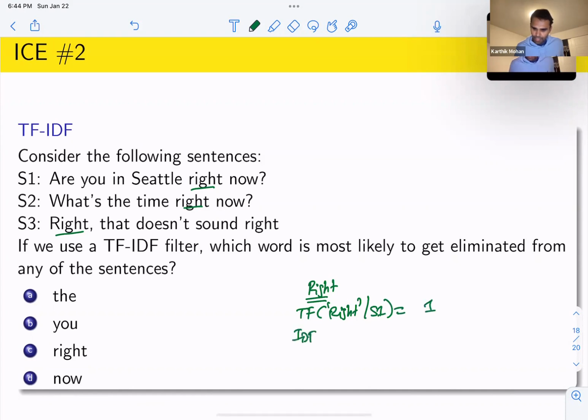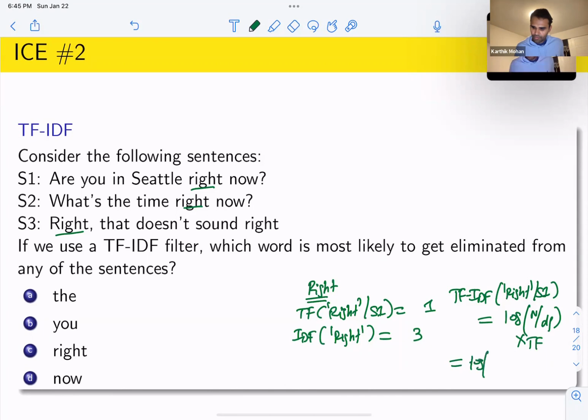The IDF of right, so this is not for any sentence, it's across sentences, is 3, because right shows up in sentence 1, sentence 2, and sentence 3. So the Tf-Idf of right in sentence 1 is log of n over df times tf. So this is log of 3 over 3 times 1, so you get 0.